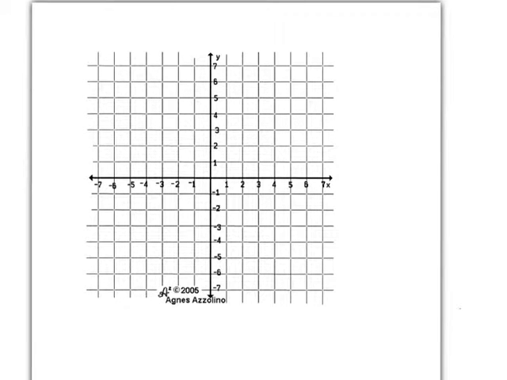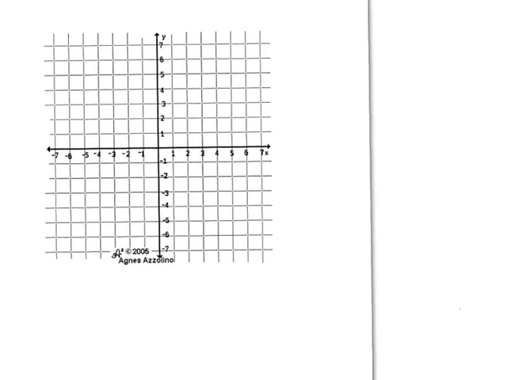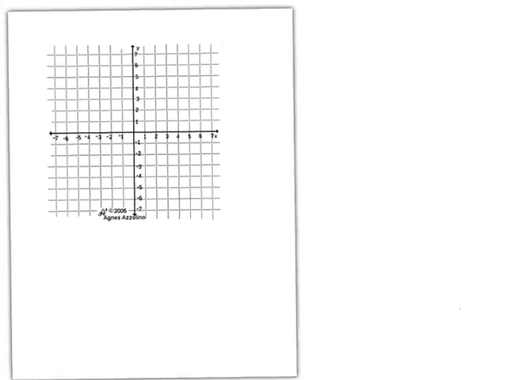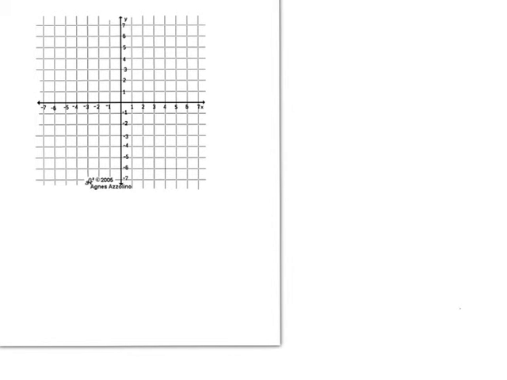Now let's write a function rule from a graph. Just as easy as writing it from a table. It's just that instead of being given the coordinate pairs, you just have to look at the graph and find them. So let's move our graph over here a little bit, give us some space to work. And let's see if I can draw a curve for us to work with.